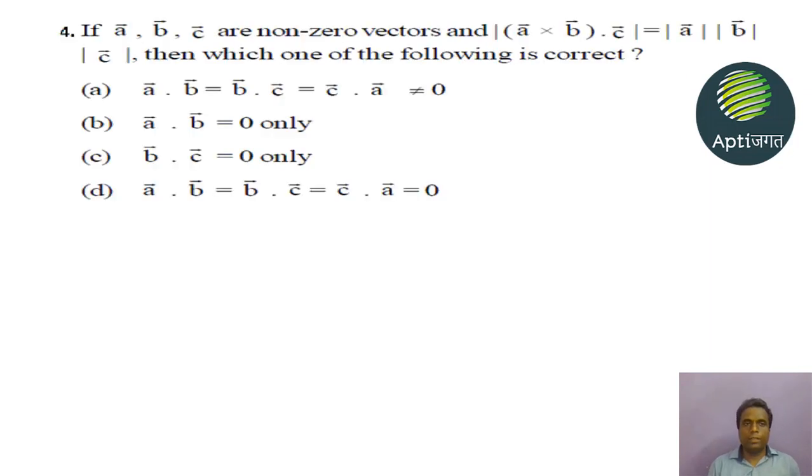Now we will look at the next question of the NDA math syllabus from the vector algebra chapter. If vector A, vector B, vector C are three non-zero vectors and the mod of the scalar product of A cross B with C vector is equal to mod of A into mod of B into mod of C, then which one of the following is correct? We are given four statements, and we have to find the correct one.